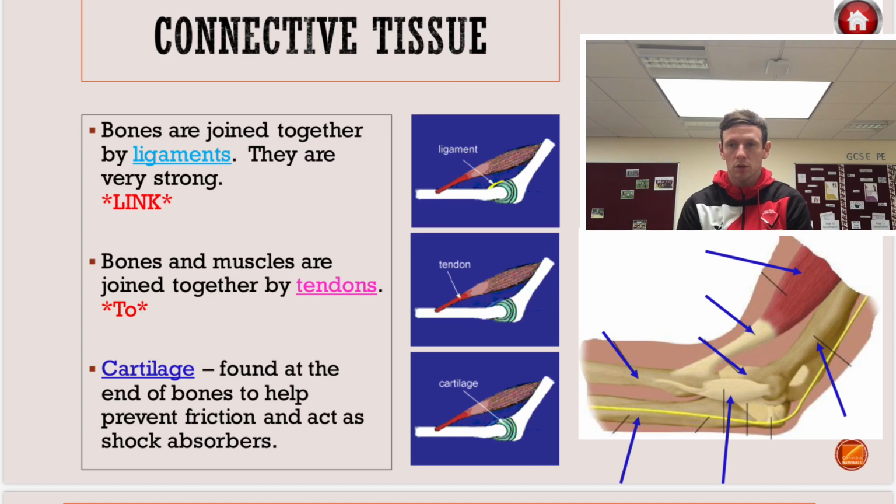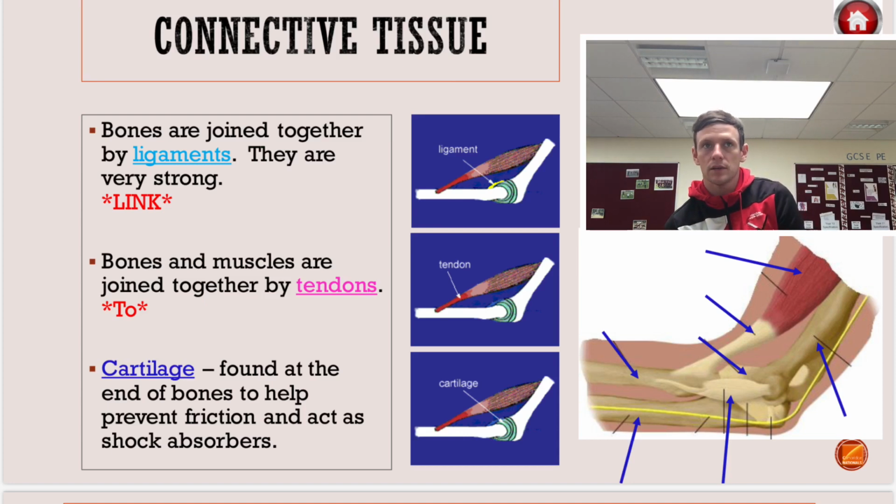A really easy one to remember is your Achilles tendon. Your Achilles tendon down at the back of your heel links the base of your ankle to your calf, or your gastrocnemius, for those that can remember the actual name. And the final piece of connective tissue is your cartilage. Cartilage is found at the end of bones, and it helps to prevent friction and act as a shock absorber.